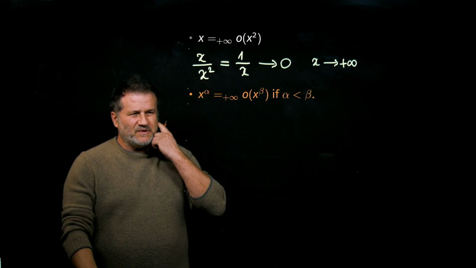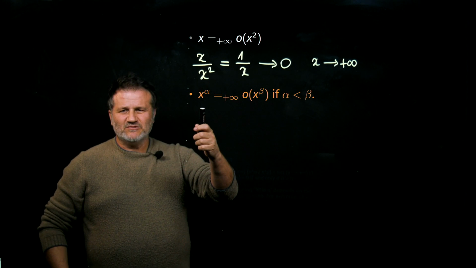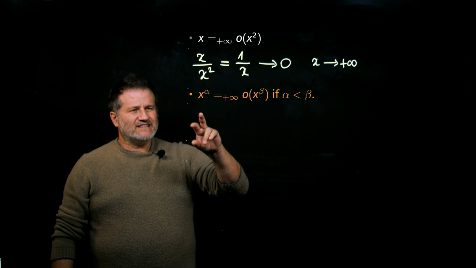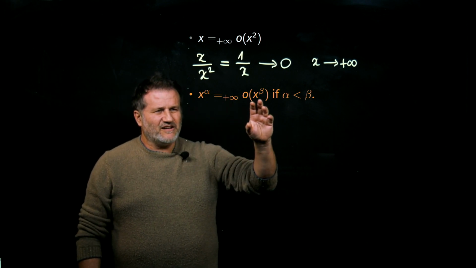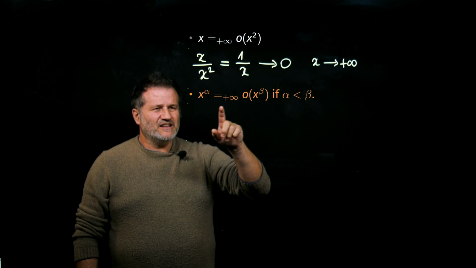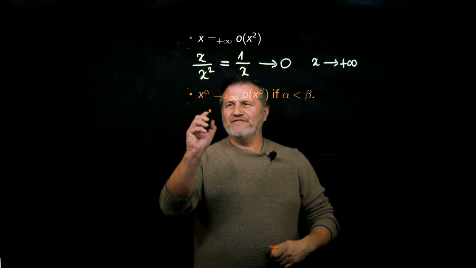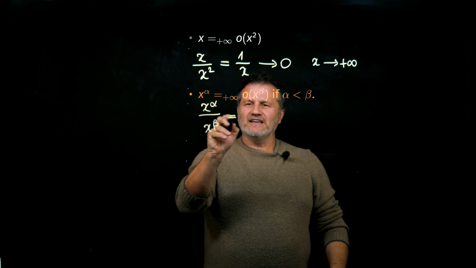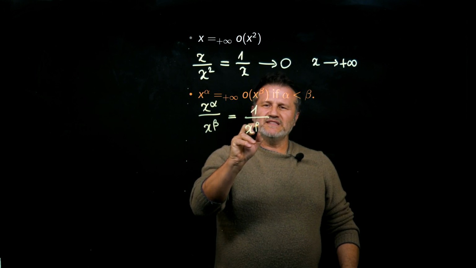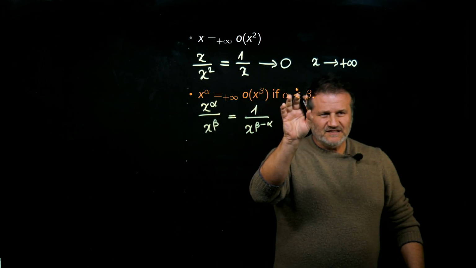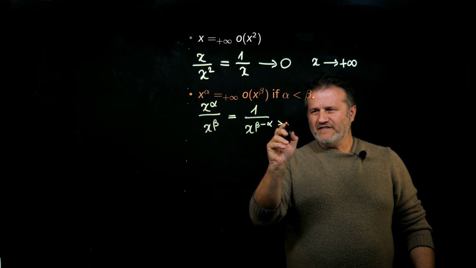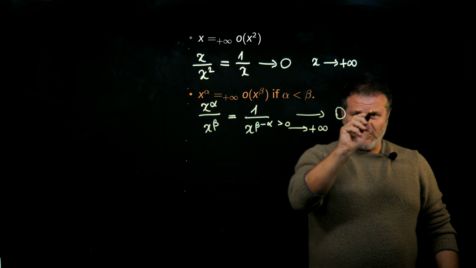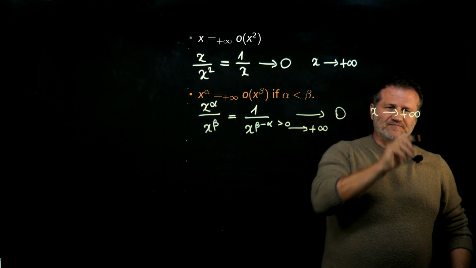We can extend this property comparing two powers, x to exponent alpha to x to exponent beta. Now we have that x to exponent alpha is a little order of x to exponent beta, if the exponent alpha is smaller than beta. And in fact, we can verify this because if we take x to alpha divided by x to beta, this can be written as 1 over x to beta minus alpha. And since under this condition this exponent is positive, this power goes to plus infinity, and therefore the fraction goes to 0 when x goes to plus infinity.